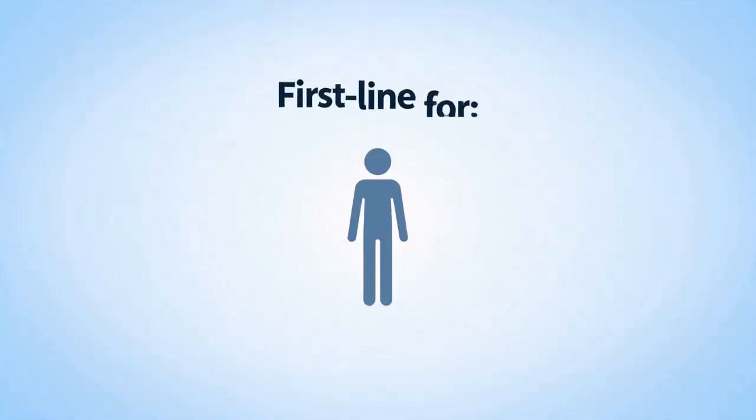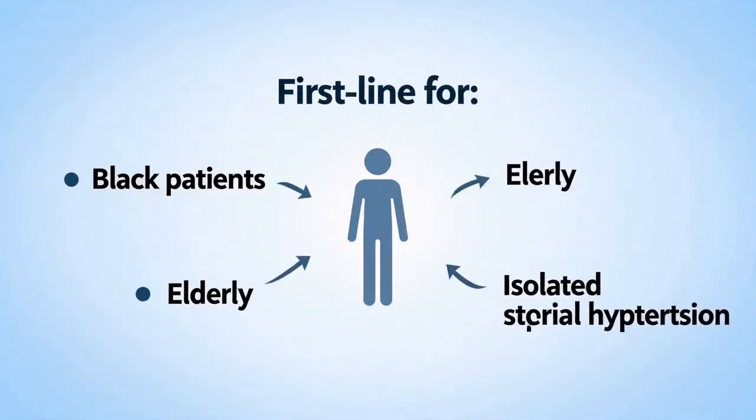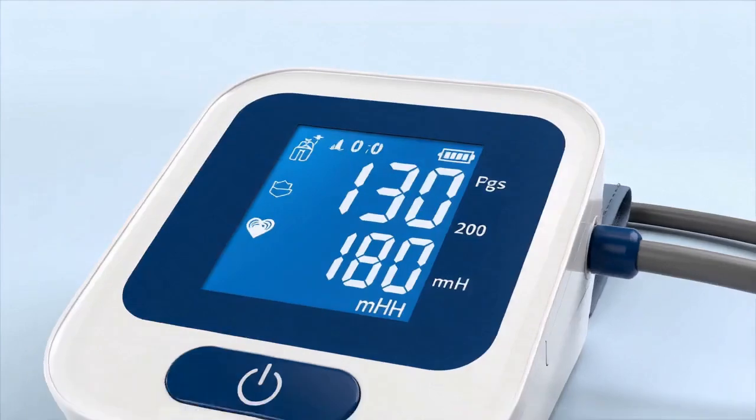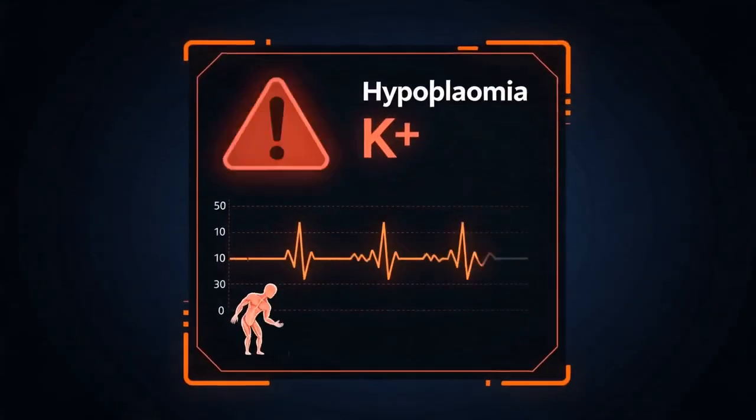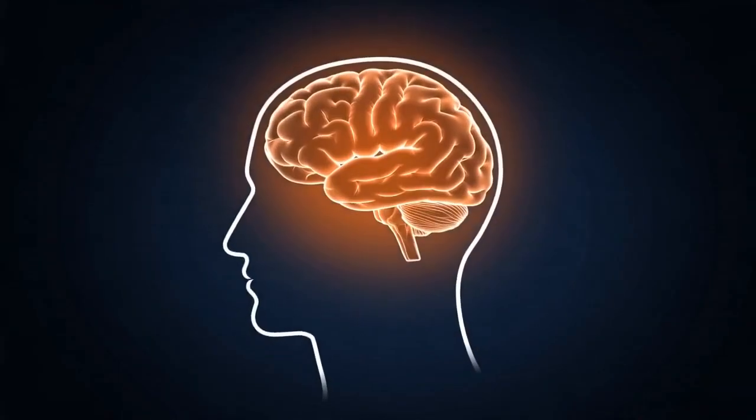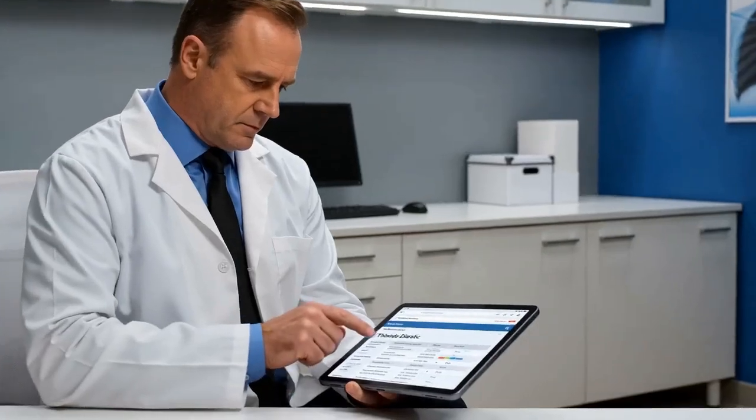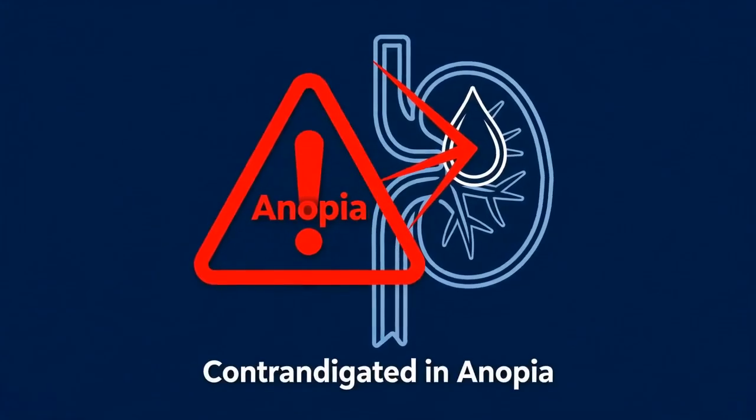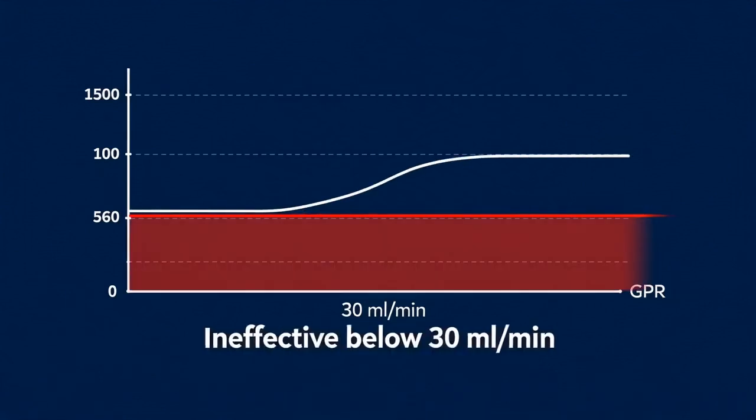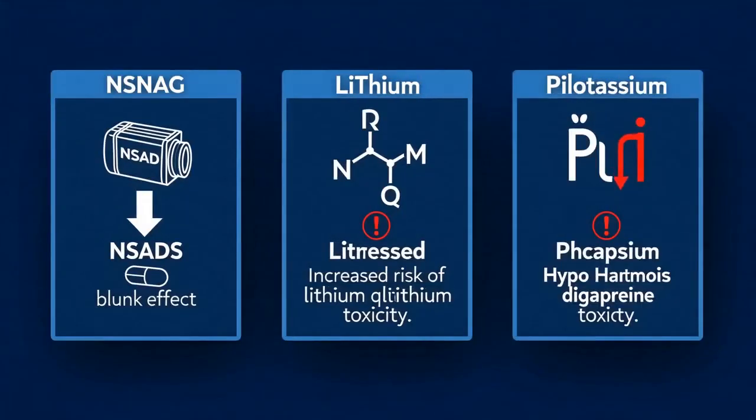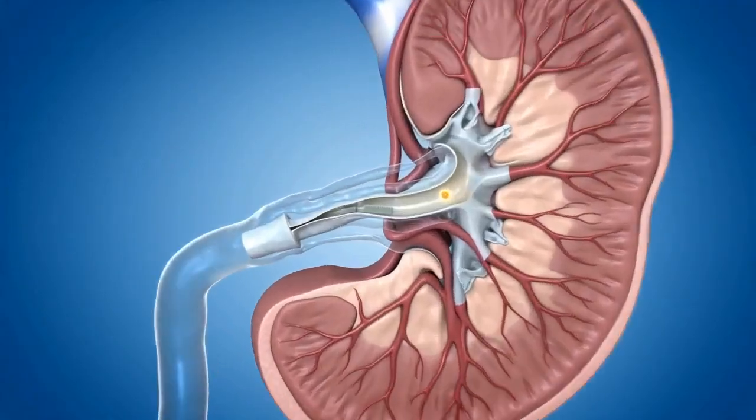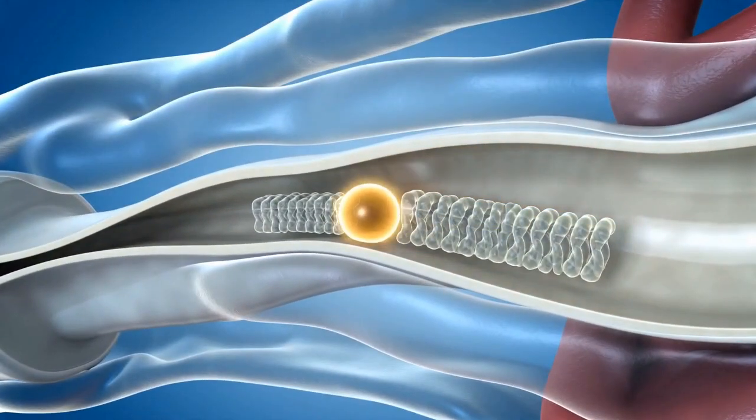Thiazides work in the distal convoluted tubule of the nephron. That's the segment just after the thick ascending limb where loop diuretics work. In the DCT, there's a sodium-chloride cotransporter called the NCC, or the thiazide-sensitive cotransporter. This channel normally reabsorbs sodium and chloride from the tubular lumen back into the bloodstream.